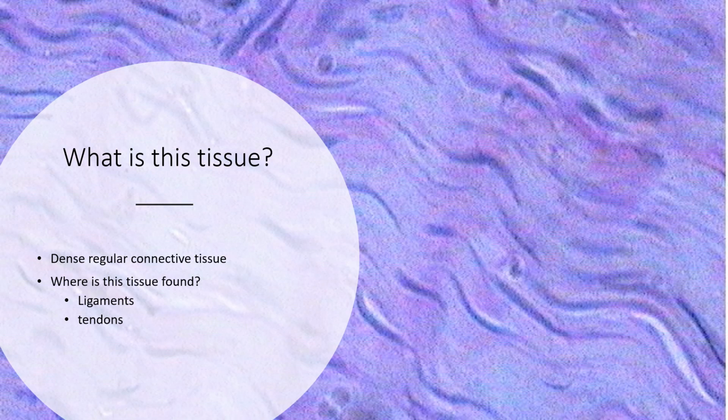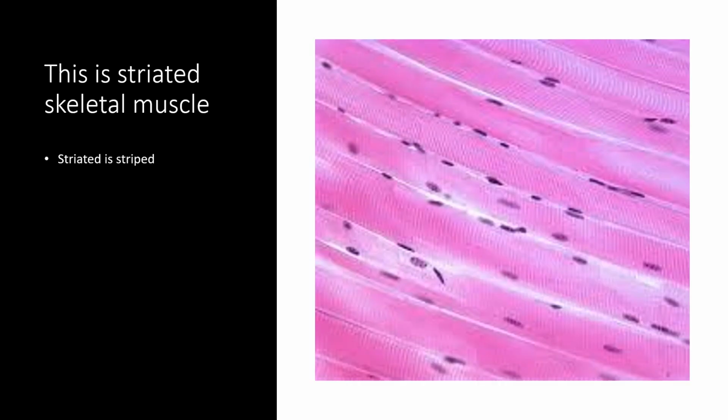Now over here you see another tissue you've seen before. You can see the nucleus is squeezed, and you see the collagen fibers in tight, regular arrangements. So again, this is dense regular connective tissue. And you will find this in ligaments and in tendons. Now remember, a ligament is between a bone and a bone. A tendon is between a bone and a muscle. In this picture, you can see the striations here. So you can see this striped muscle found in skeletons, so it's striated skeletal muscle.